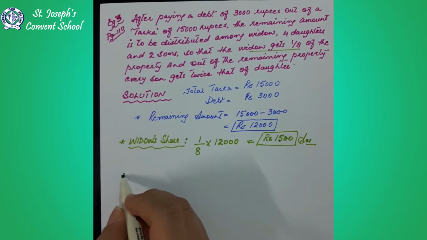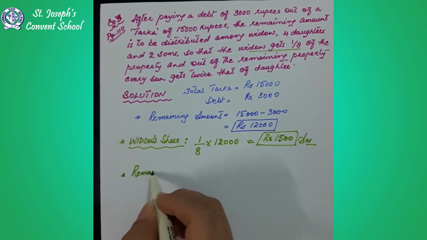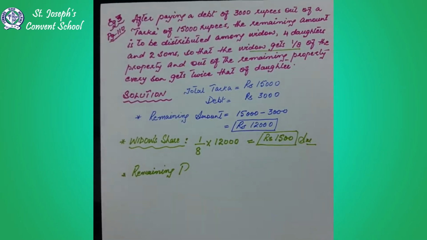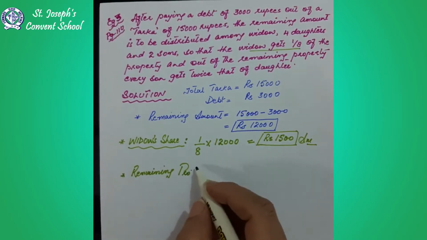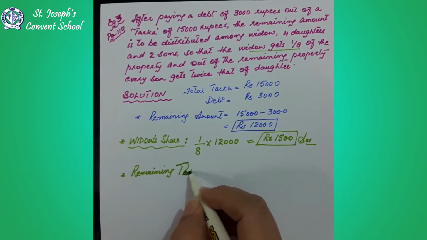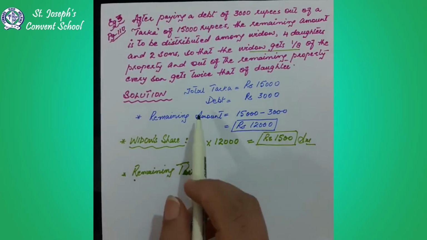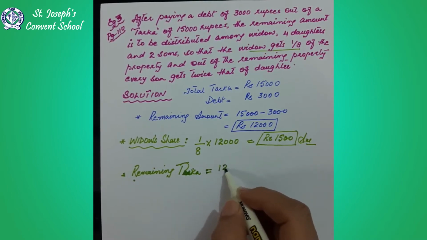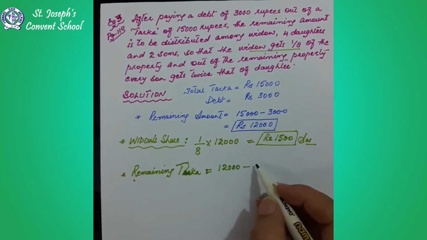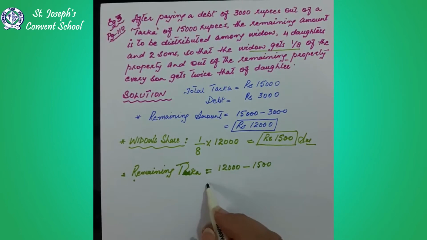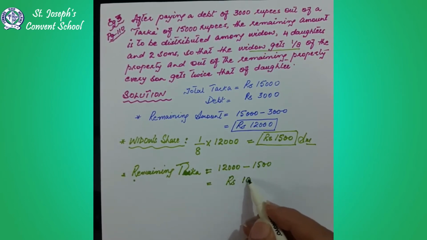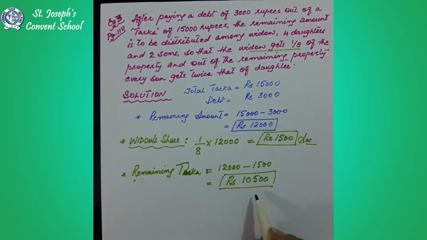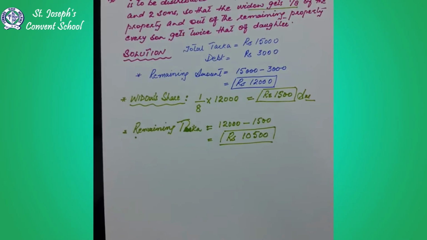So the remaining property, you can say remaining tarka. Tarka is what is used, so remaining tarka. Remaining tarka is 12,000 minus widow's share 1500. So the remaining amount is rupees 10,500. You can use simple calculator. Simple calculator is allowed. Now this remaining tarka you have to distribute among the son and the daughter. It is mentioned in the question.